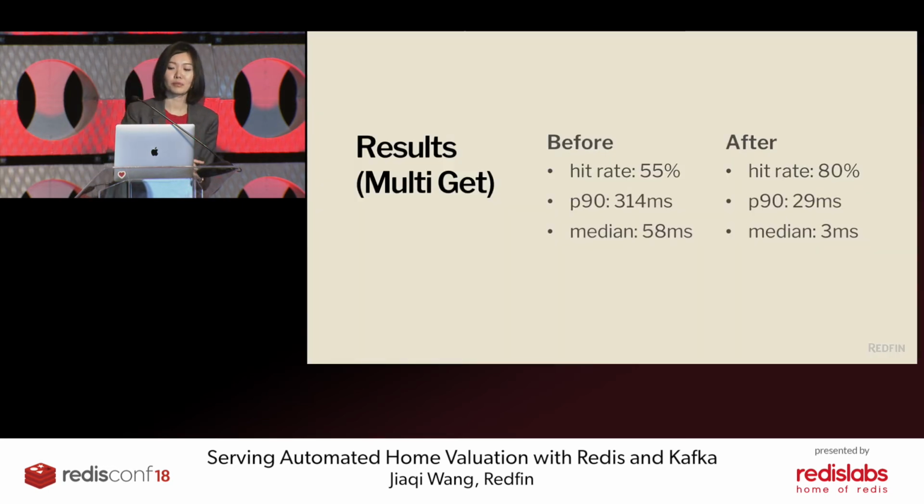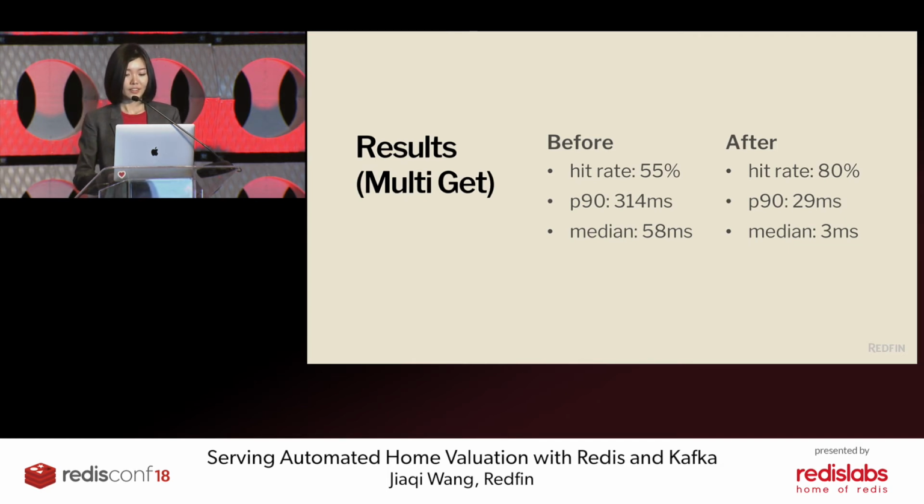Now the cache warm-up pipeline was in place. Once we deployed it, let's take a look at the performance of the multiple fetch case. First thing we noticed is a significant bump in our hit rate, more specifically from 55% to 80%. We also observed a huge amount of perf gain. Our P90 dropped from more than 300 milliseconds down to 30 milliseconds, and our median dropped from 60 milliseconds down to 3 milliseconds, almost nothing.